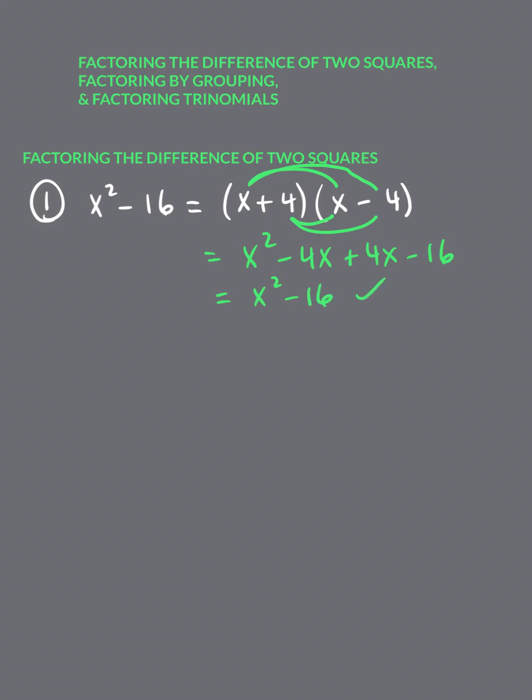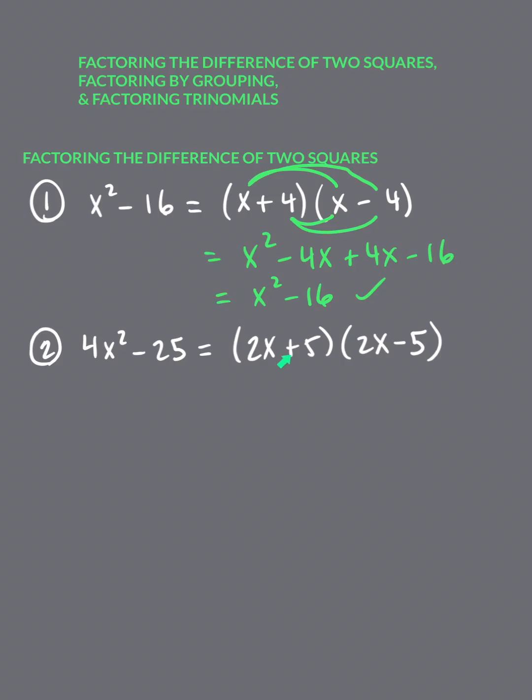So let's look at another example. If you have a difference, meaning that there's a minus sign here, a difference of two perfect squares, 4x squared is the square of 2x, and 25 is the square of 5. Then you can immediately put the square roots in the parentheses, 2x plus 5 and 2x minus 5. Now the order of these does not matter. You can put the minus first and then the plus.